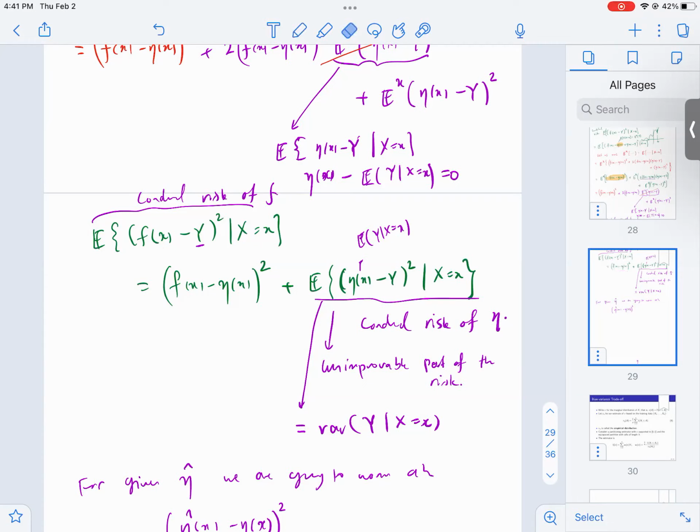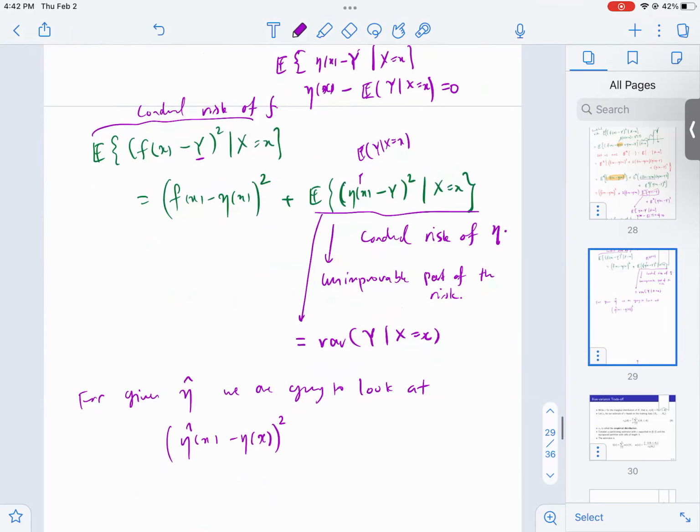Sounds good? Yes. What's the words after the we are going to? We're going to, actually, I don't know. We're going to probably look at this quantity.